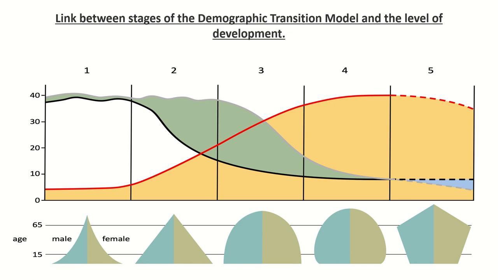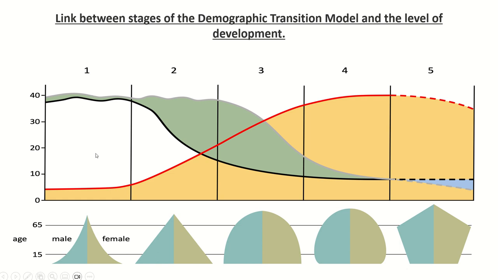Now, the premise is fairly straightforward. Stage 1 is our least developed country, and stage 5 is our most developed country. The black line here shows death rate, and this blue coloured line here shows birth rate. The red line shows population increase.